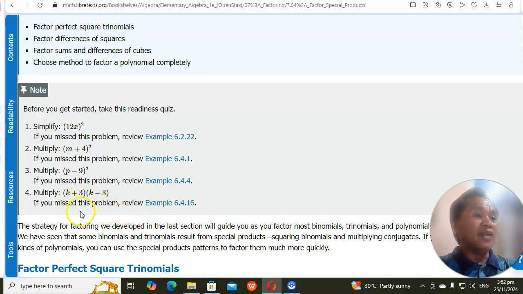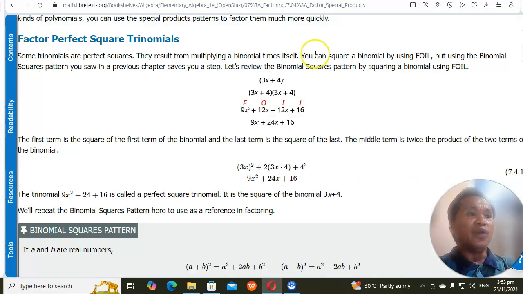So adding that, plus 3k and plus negative 3k, you will get 0. Okay? And then you multiply this one times this one, you will get a negative 9. So the product would be equal to k squared minus 9. Okay? So we come to our first topic, to factor perfect square trinomials.